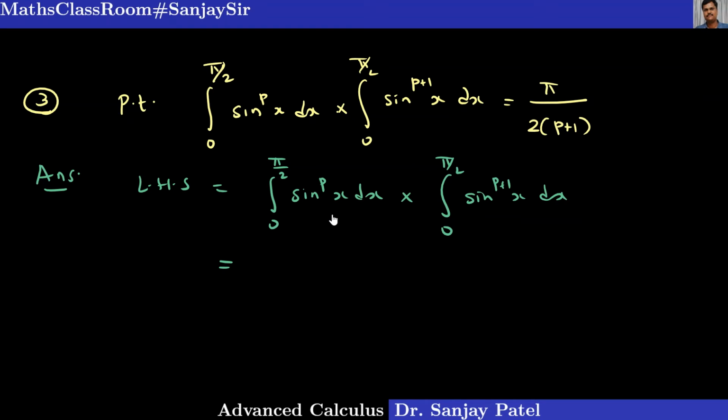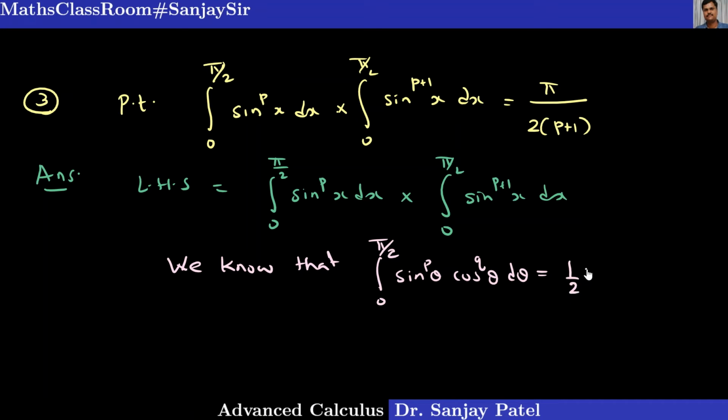Here q is not there. So this I can write as 1 by 2. We know that the integral 0 to pi by 2 of sine raised to p theta into cos raised to q theta. As I told you, this is a very, very useful formula. You will need it in many, many examples.